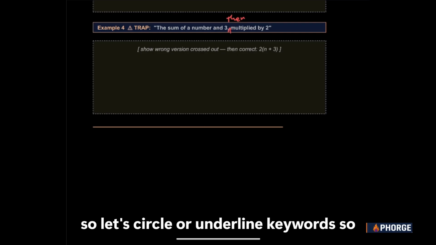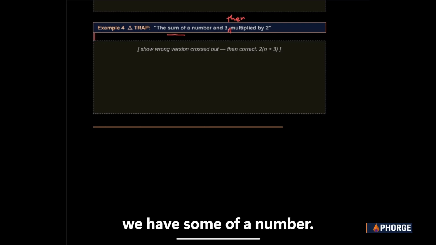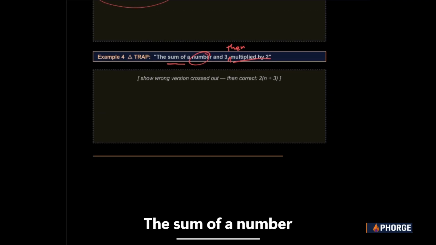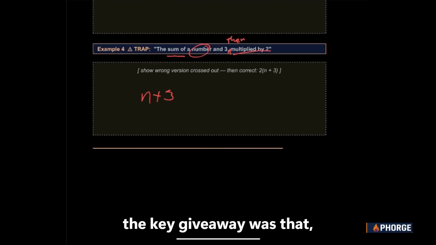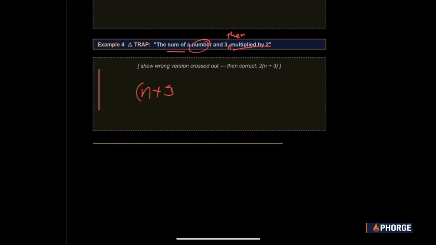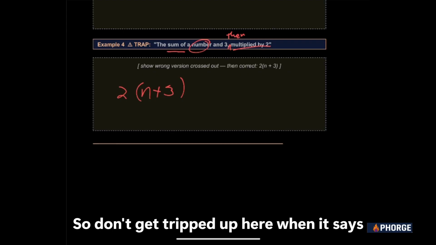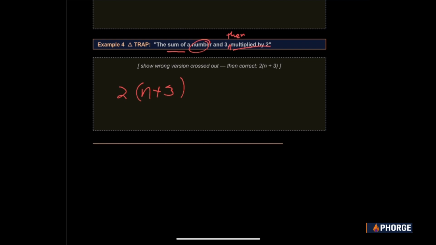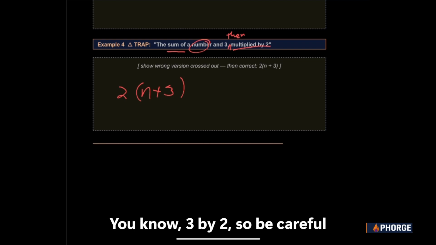So let's circle or underline a keyword. So we have sum of a number. That number is unknown, and then multiplied by 2. The sum of a number and 3. So we have n plus 3. Then multiplied by 2, and the key giveaway was that comma. So don't get tripped up here when it says that comma, because you don't want to just multiply 3 by 2. So be careful for that.